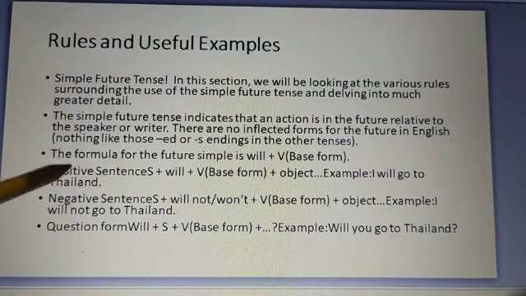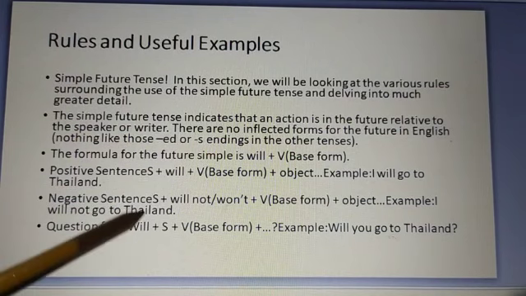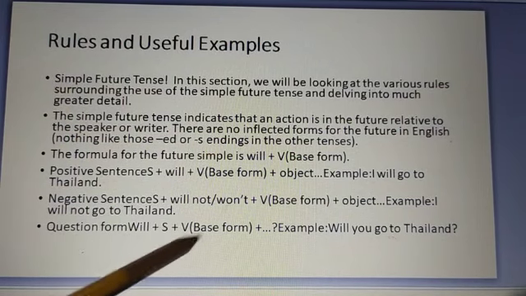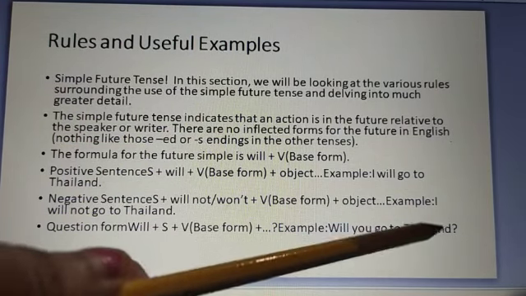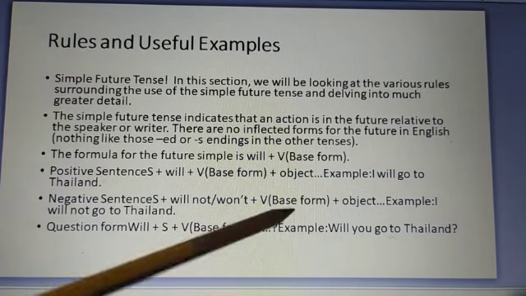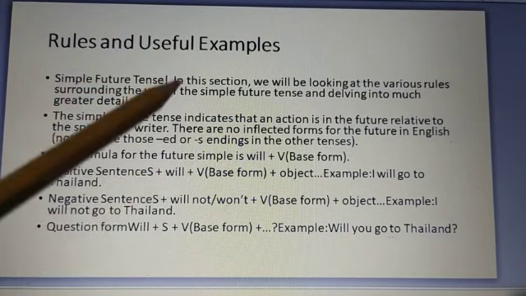Then in question form, how will it be? Question form: first will, then subject, then the verb base form, and then the object or whatever. Example: Will you go to Thailand? So like this you have to form the future tense.